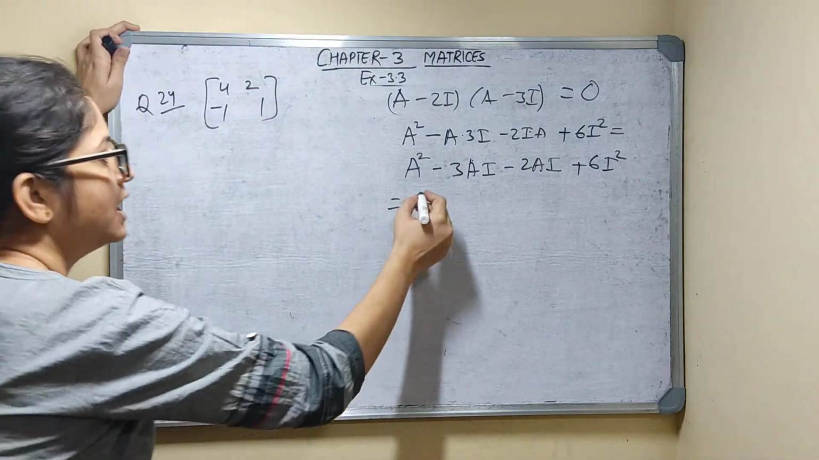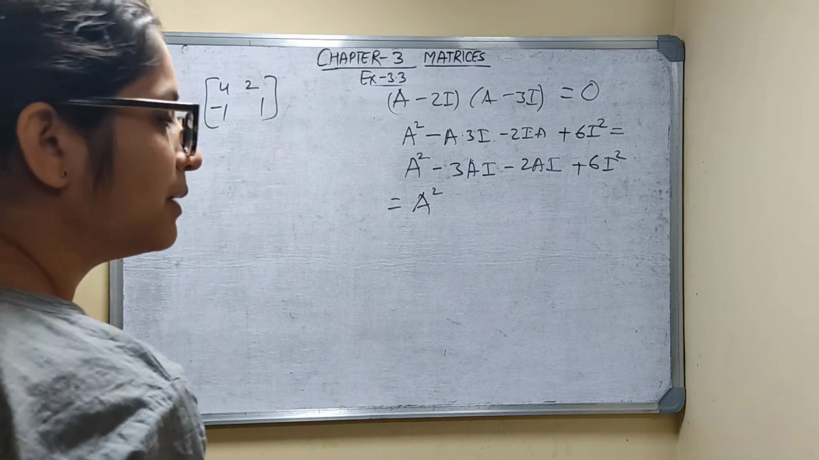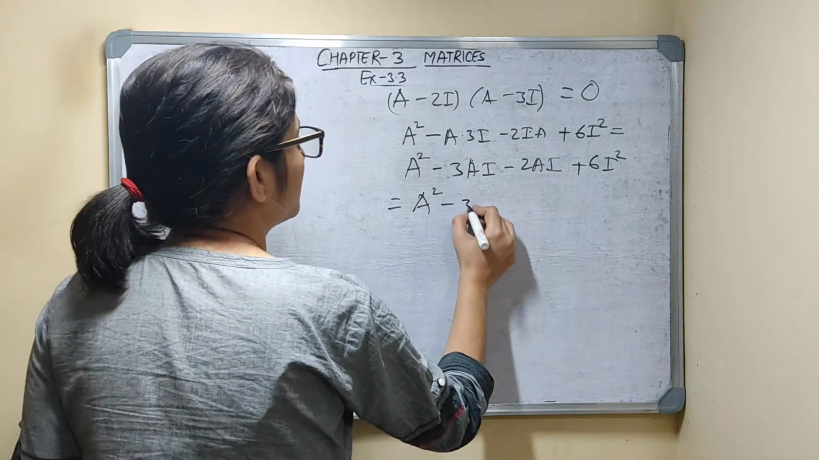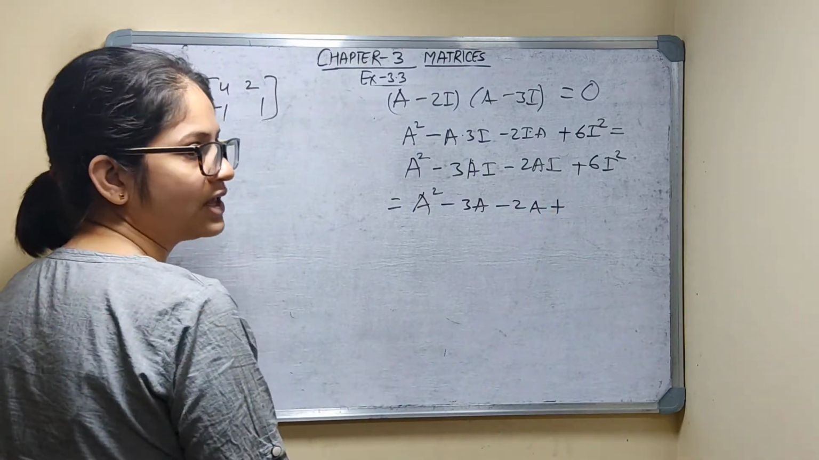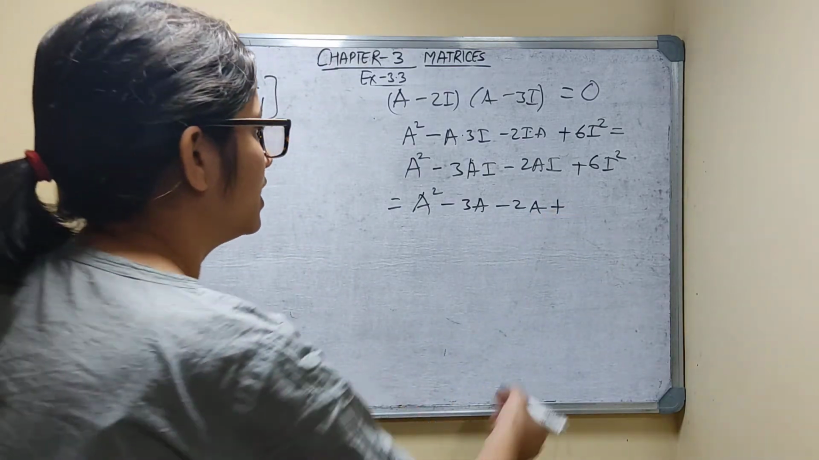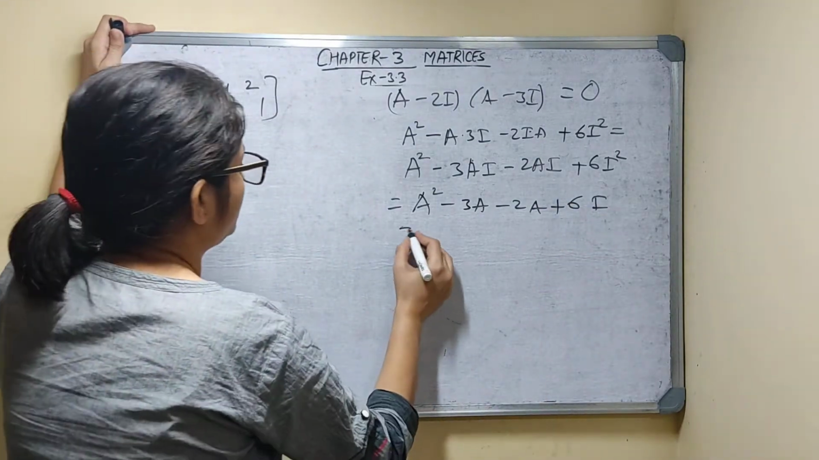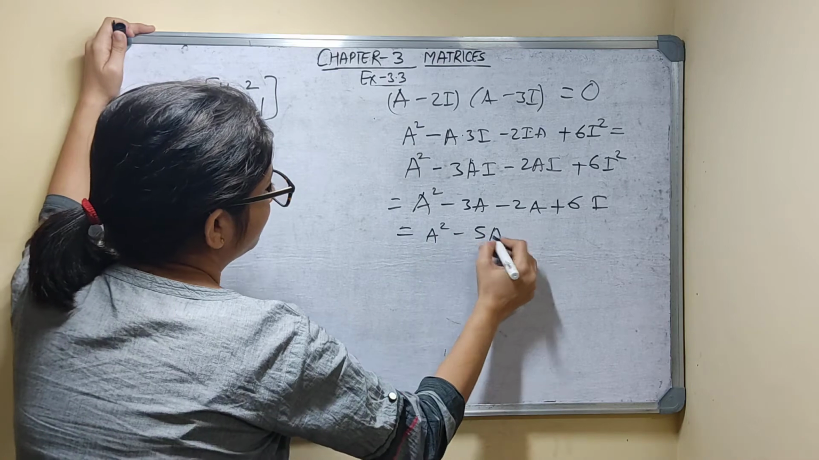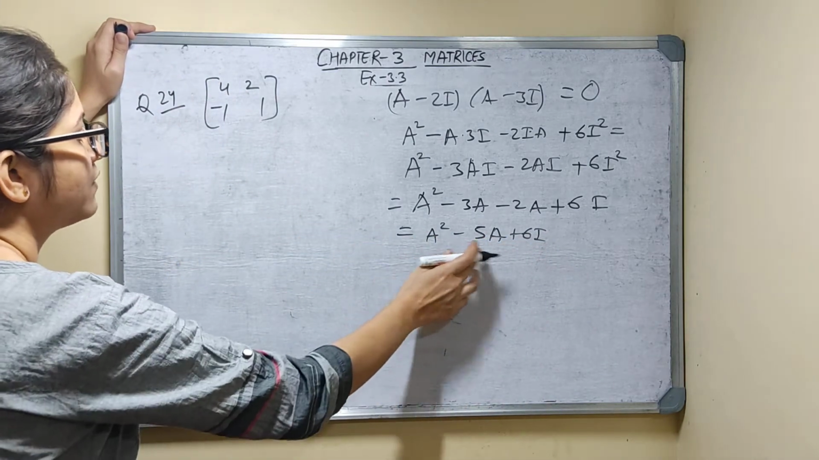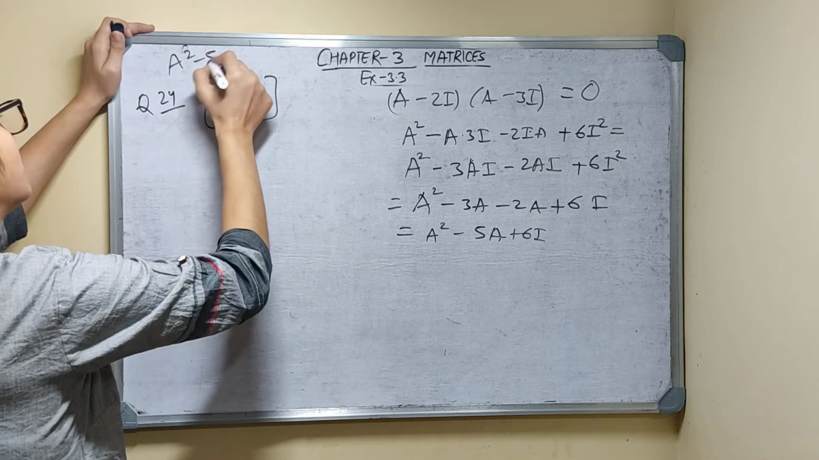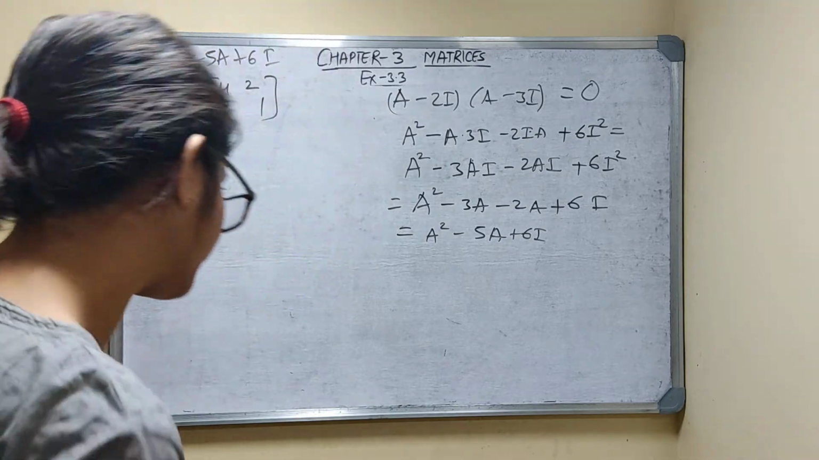So you will get here A square. Any matrix if you are multiplying with identity matrix, you will get the same matrix. So minus 3A minus 2A plus 6I square. I square, I cube, you will get I only. So plus 6I. So A square minus 5A plus 6I. Substitute the values and solve.